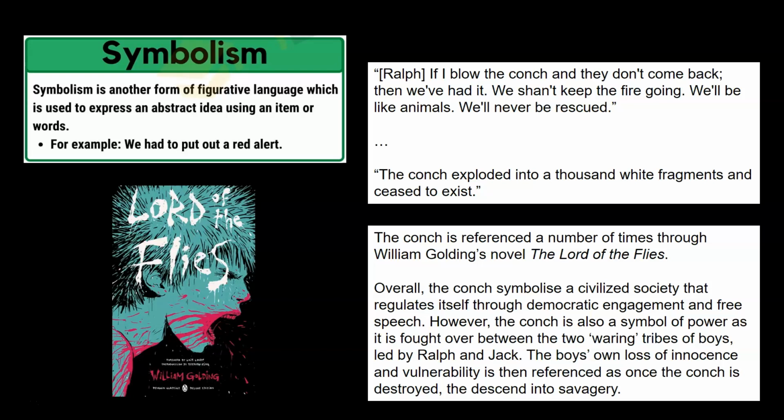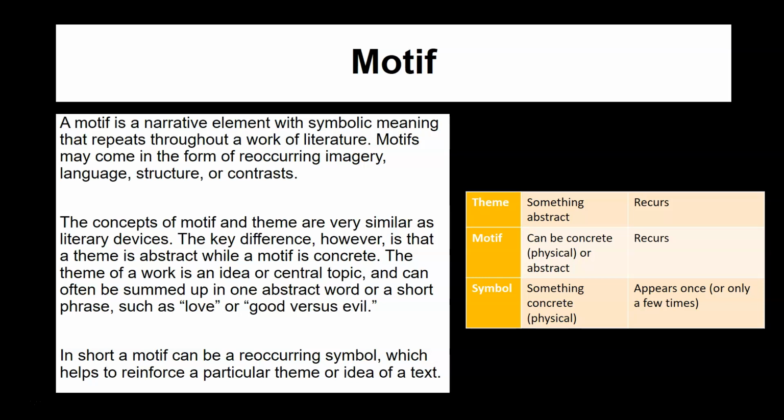as the conch exploded into 1,000 white fragments and ceased to exist. The symbolic exaggeration of 1,000 white fragments represents that the reader now knows that civilization cannot be returned because the conch can never be rebuilt or put back together. It also symbolizes their loss of innocence as it is completely shattered, just like them. A motif then is a repeated symbol, but it doesn't have to be a physical object.